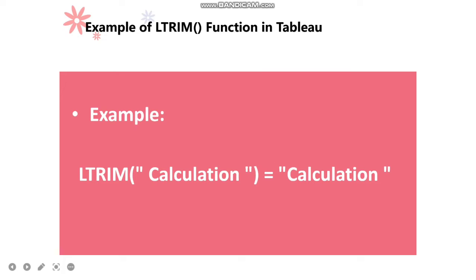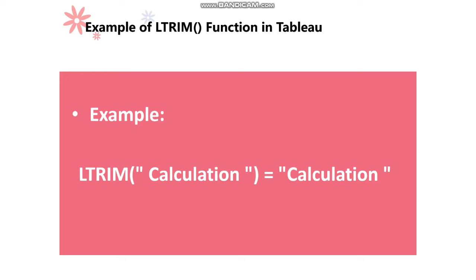There is a space at the beginning of the calculation string, and there is a space at the end of the calculation string. This beginning space is called leading space and the ending space is called trailing space. LTRIM removes the leading space, but it won't bother about any other spaces within the data. So it removes the leading space and returns the calculation, but it will return the space at the end, which is nothing but the trailing space. It will only focus on the leading space.